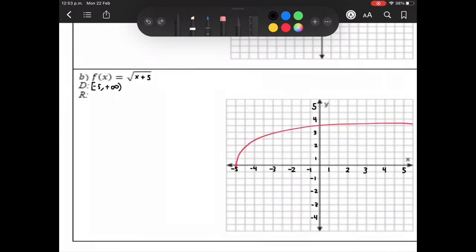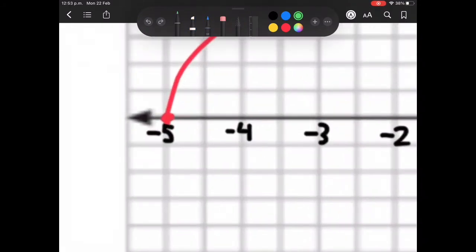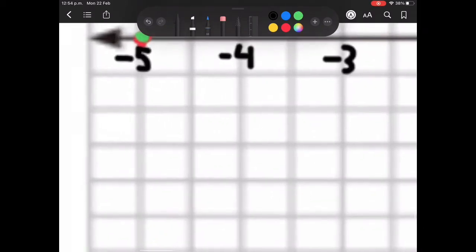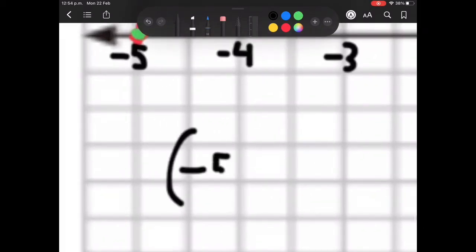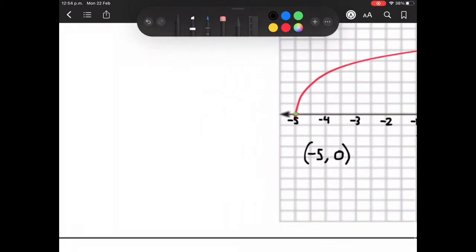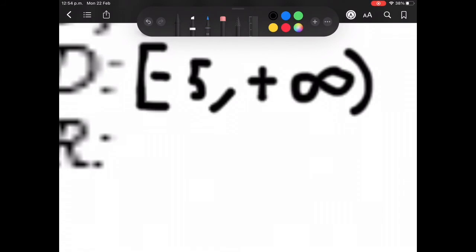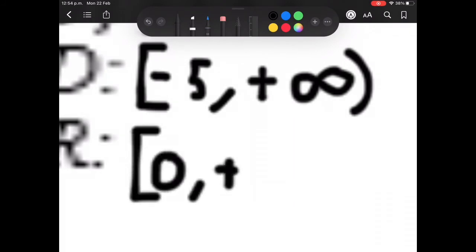For the range, it is easier to look at the graph of the function, so we have to look at the y values. This point right here is at negative 5, 0. So the range is equal to 0 and it goes up to positive infinity.